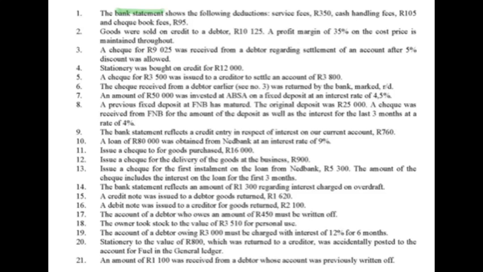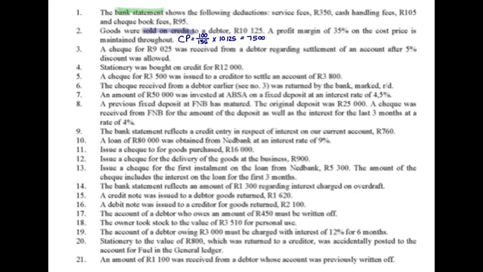Number 2. Goods were sold on credit to a debtor 10,125. A profit margin of 35% on cost is maintained throughout. So before we carry on, remember when anything is sold, we need to work out the cost price as well. So let's go and do that first. So remember, your calculation is cost price equals 100 over 100 plus markup times your selling price. So it gives you a cost price of 7,500.